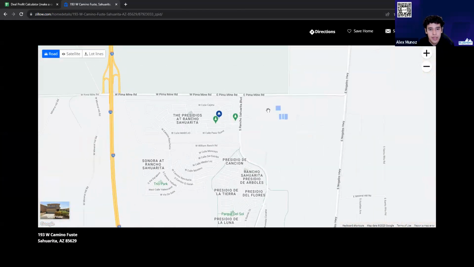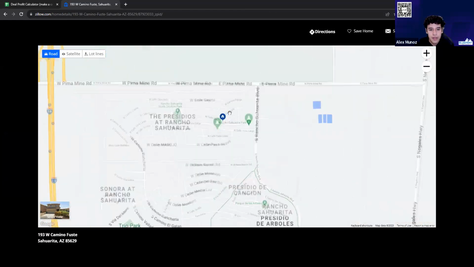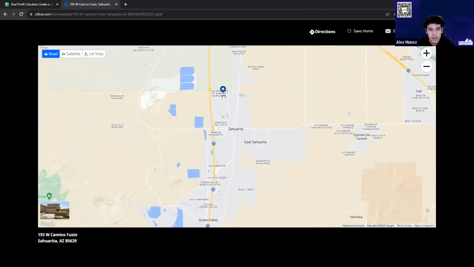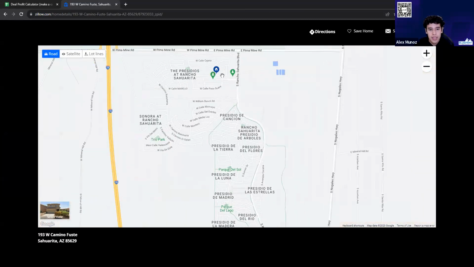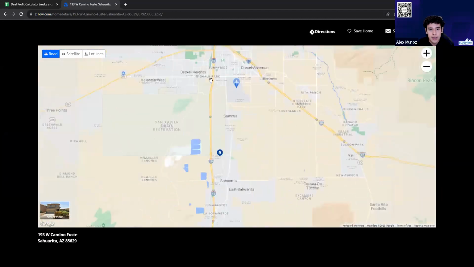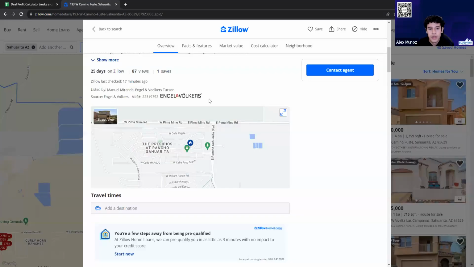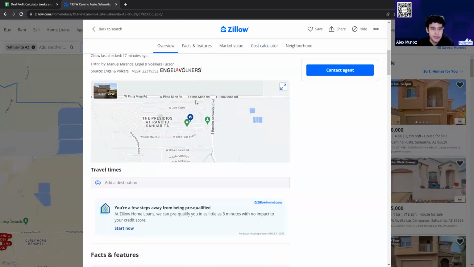I always look at the location as one of the first things I want to know because if it's in the middle of nowhere, not that this is in the middle of nowhere, but this is less populated when looking at Tucson. And so knowing that, that means it's a B tier market. So people aren't really going to be buying over here as heavily as in a major city.